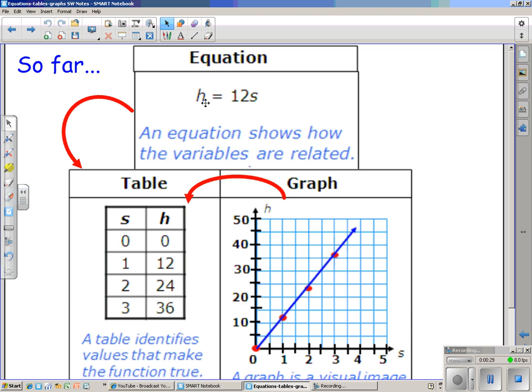An equation has an equal sign with it. A table normally is set up with the first column, a lot of times this is the x and this is the y. The graph correlates to the table. 1, 12 would mean you go over 1, up 12. 2, 24 is over 2, up 24. The table just really lists the coordinates that are on the graph, but if you plugged numbers into the equation, you could get the table.